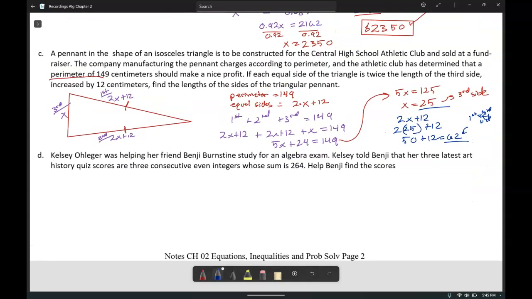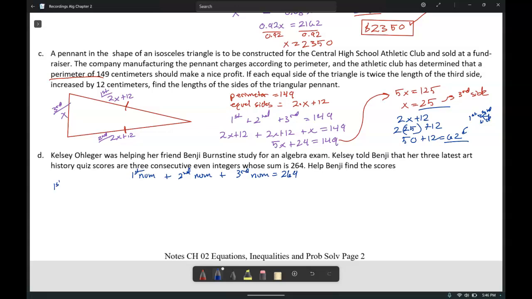Last thing to cover today, we have someone helping out their friend study for an algebra exam. Kelsey told Benji that the 3 latest art history quiz scores are 3 consecutive even integers whose sum is 264. Let's help Benji find his scores. So again, we are summing three consecutive even integers. We are taking our first number plus our second number plus our third number. And when we add them together, we get 264.